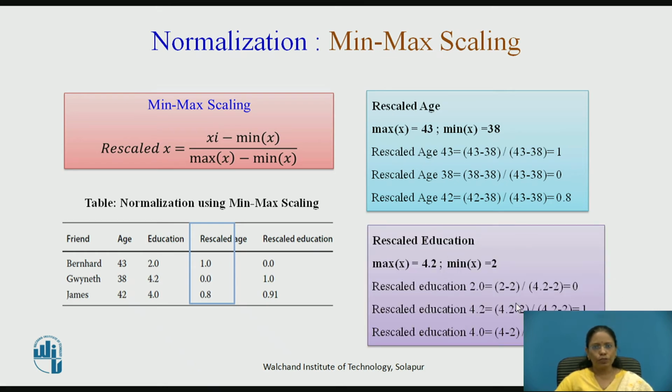Rescaled education is also calculated by the same method. Education 2.0 can be calculated as xi, which is 2, minus the minimum, divided by the maximum, which is 4.2, minus the minimum, which is 2, so 4.2 minus 2. So I'll get the value 0. Similarly, the others have been calculated and put in this table. Again, the values I got are between 0 and 1.